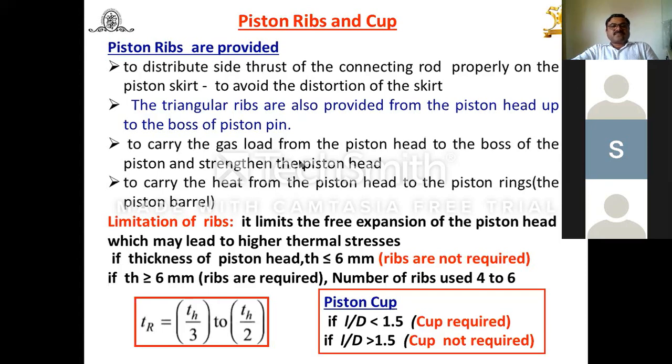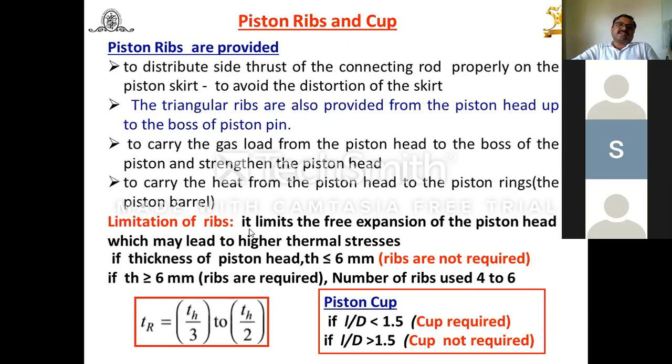Then when to consider ribs for the piston? If the thickness of the piston head is less than 6 mm, no need to consider the rib. Ribs are not required, no need to give support by using the rib. But if the thickness of the piston head is greater than 6 mm, then ribs are required. Generally the number of ribs is 4 to 6. You will find in circular generally 4 ribs are preferred, but 4 to 6 ribs depends on their functions, that means the gas expansion, gas pressure, then side thrust.